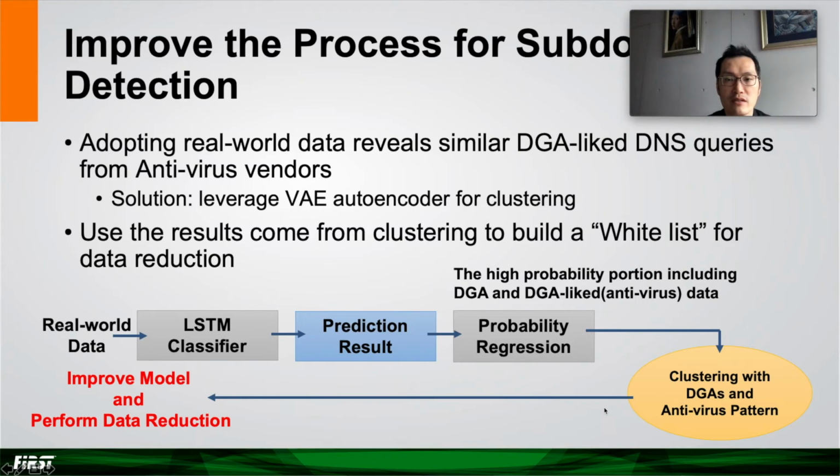In order to improve on real-world data flow, we have made the following improvements. First, we adopt real-world data to reveal similar DGA-like DNS queries from AV vendors. Second, we fill out the corresponding domain names through the FQDN and the high portion of the antivirus vendors to feed back the whitelist to assist us in data reduction. So far, the whitelist has contributed huge progress to this model.